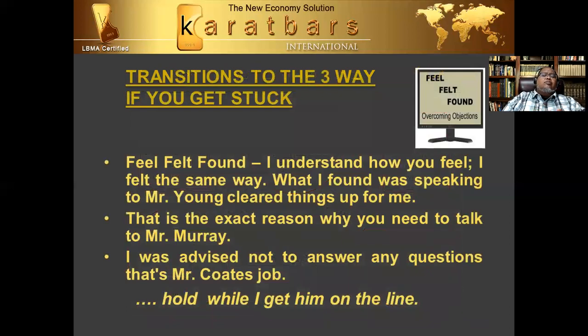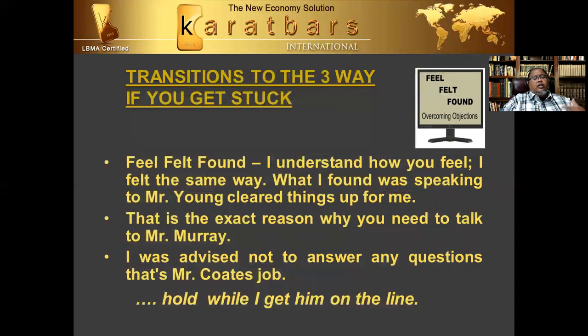Now let's talk about some things just in case you get stuck. This is one of the best ways that I've found to overcome any kind of objection: feel, felt, found. I understand how you feel. I felt the same way. But what I found was speaking to Mr. Young cleared things up for me. That's how you handle it if you get stuck moving a person to the 3-way phone call. Use the feel, felt, found.